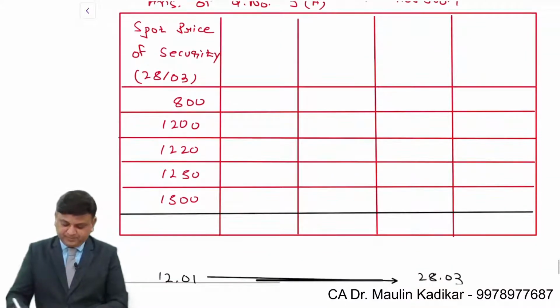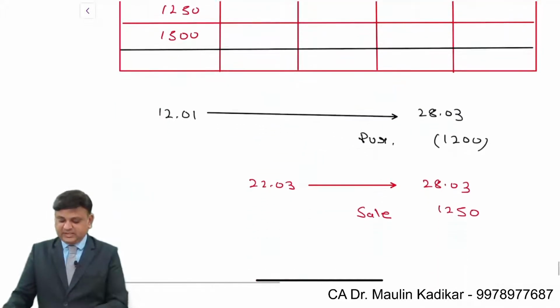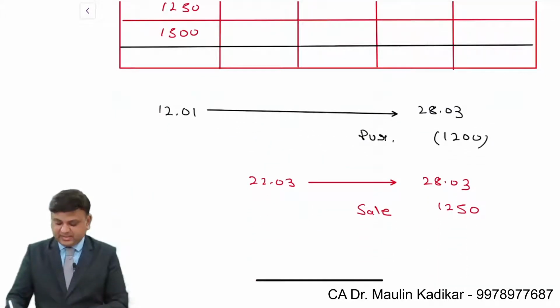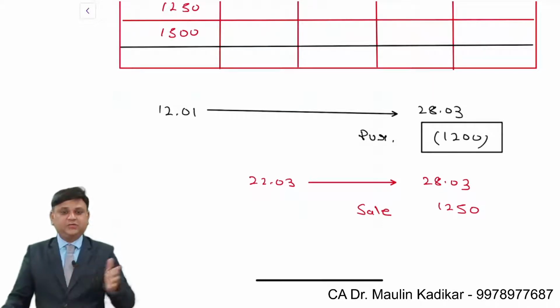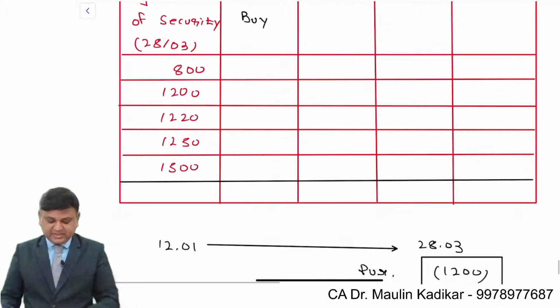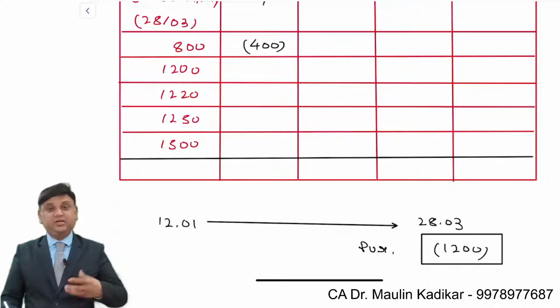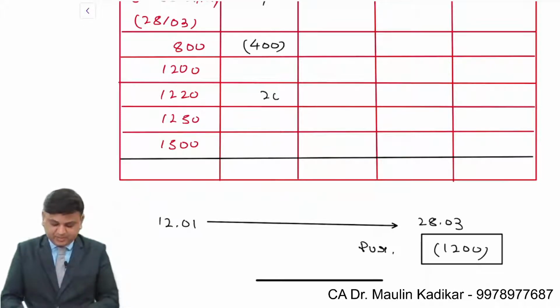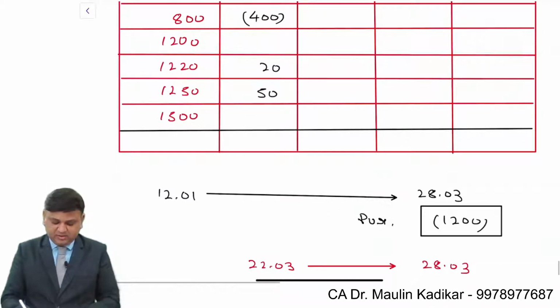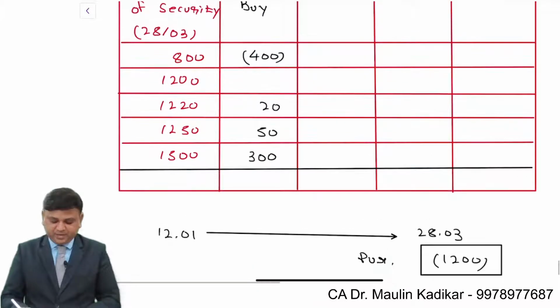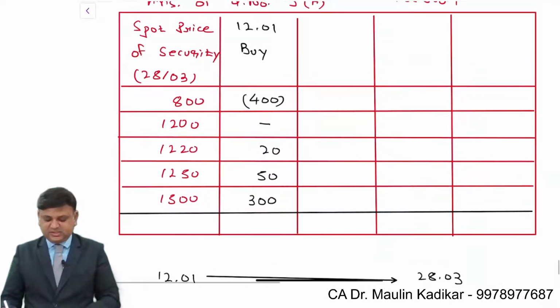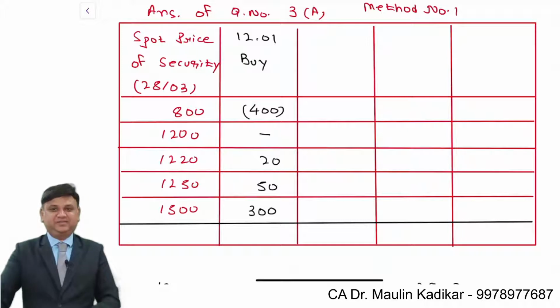Listen to me carefully. The transaction which was entered upon on 12th of January to buy the security: the price at which you have a contract to buy the security is 1200. So if the price is less than 1200, then you will have a loss. How much loss? 400. If the price is more than 1200, you will have a profit. What is the profit? 20. What is the profit? 50. What is the profit? 300. What is the profit or loss at 1200? It is 0. This is what we understand.